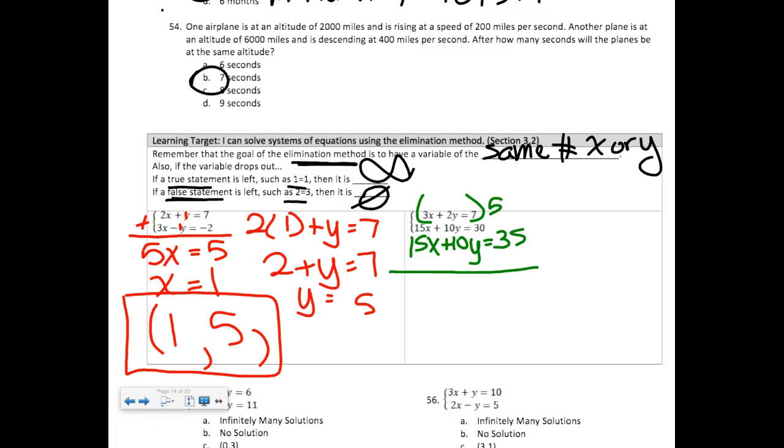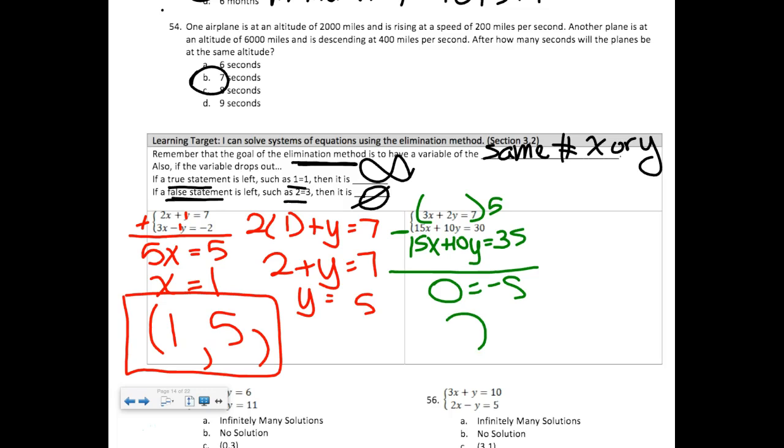This time they're both positive, so instead of adding them together like we did on this first one, we're going to subtract them. And when we do that, our x's are going to cancel, our y's are going to cancel, so we're just going to be left with 0. When I subtract these two, I'm going to be left with negative 5. And this is a false statement, so our answer is going to be no solution.